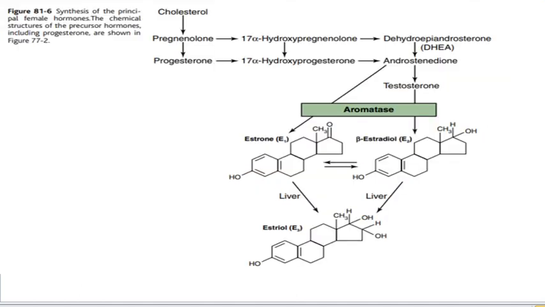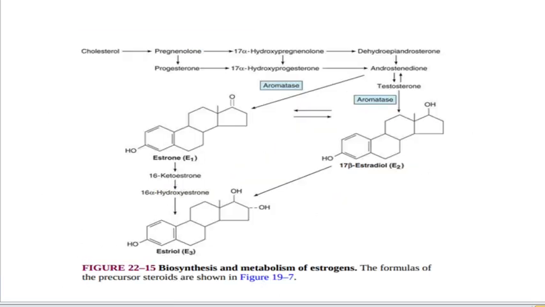So the next thing is with regard to the pathway. Here I have given you a pathway. Please take note and remember all those things. Okay, so here also, you can study either this pathway or that pathway.